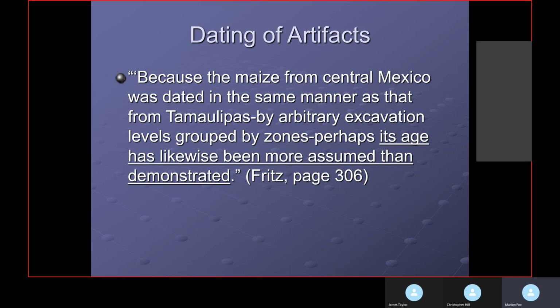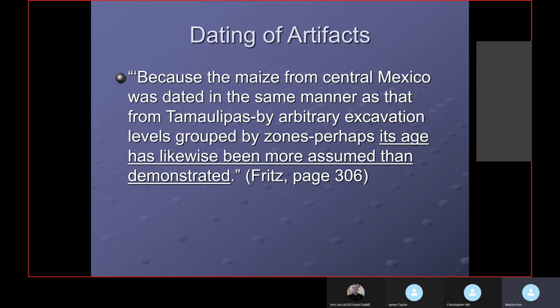Now let's look at the dating in central Mexico of corn. They call it maize, but it's what we call corn in the United States. This is because the maize from central Mexico was dated in the same manner as that of Tamaulipas, by arbitrary excavation levels grouped by zones. Perhaps its age has likewise been more assumed than demonstrated. And what does it mean there? They've taken this corn and excavated it from different levels of the soil. And so they say, okay, this was covered up over time. They've made uniformitarian assumptions about different layers of soil. The age has likewise been more assumed than demonstrated.